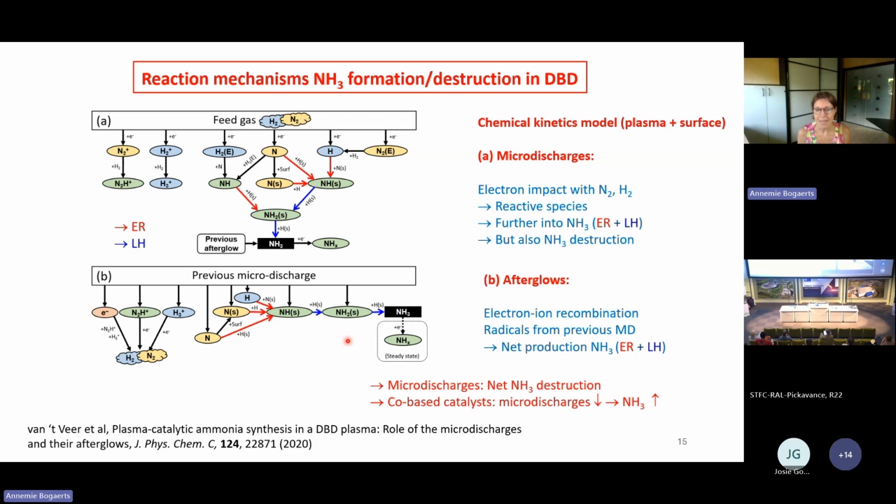So the main takeaway of this slide is that the result of our model said that the microdischarges cause a net destruction of ammonia, and that also explains why the cobalt-based catalysts, which had fewer microdischarges, have higher ammonia concentration.